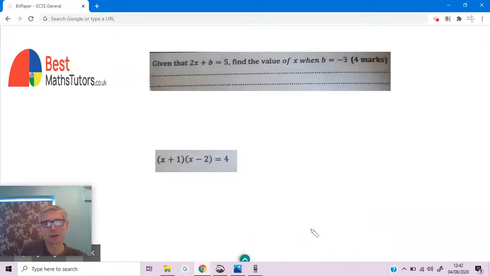Today I'm covering a couple of questions that have been sent in to us, and these are on solving equations, so it's algebra.